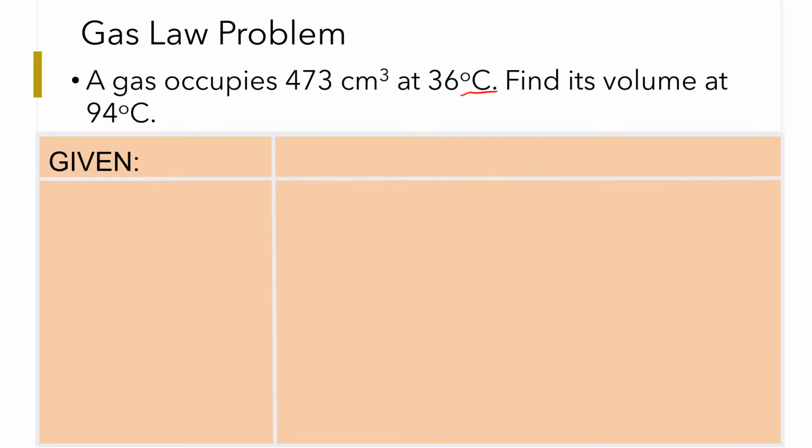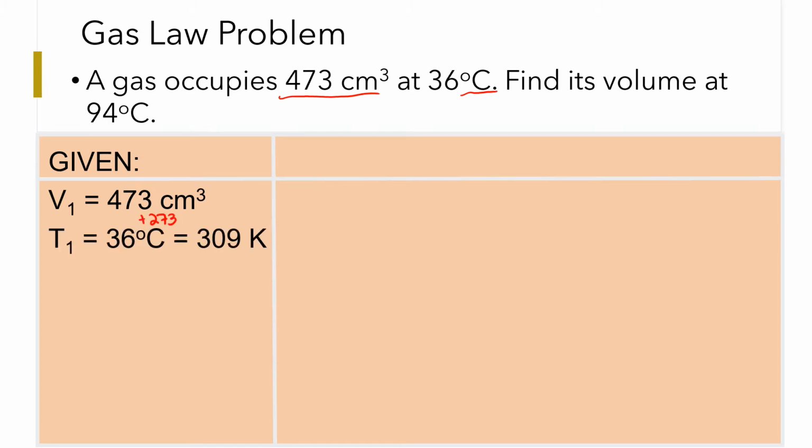So I always list my givens from the order of the equation. So VT. V1 is 473 centimeters cubed, so there it is. The next one is T1, and I need to list it as Kelvin. I do this by adding 273, and I get 309 Kelvin. The volume is what I'm looking for, so I need to write down a question mark next to V2 to tell me that I'm looking for it. And finally, 94 degrees Celsius is simply 367 Kelvin after I add 273 to it. I have all of my givens listed now, and I'm going to see how the numbers change. So the only thing that changes is temperature 1 to temperature 2, that's 309 to 367, so it increased. So with an increase in temperature, I know that volume should increase as well.